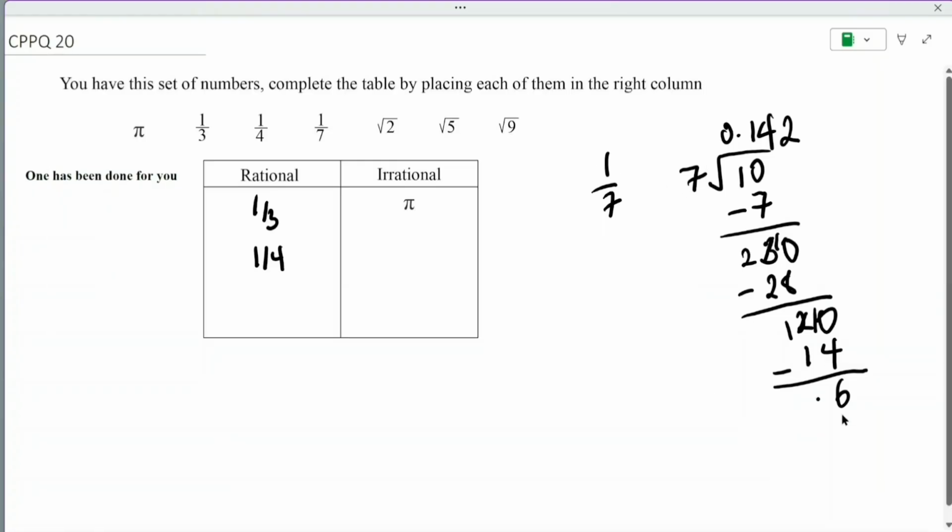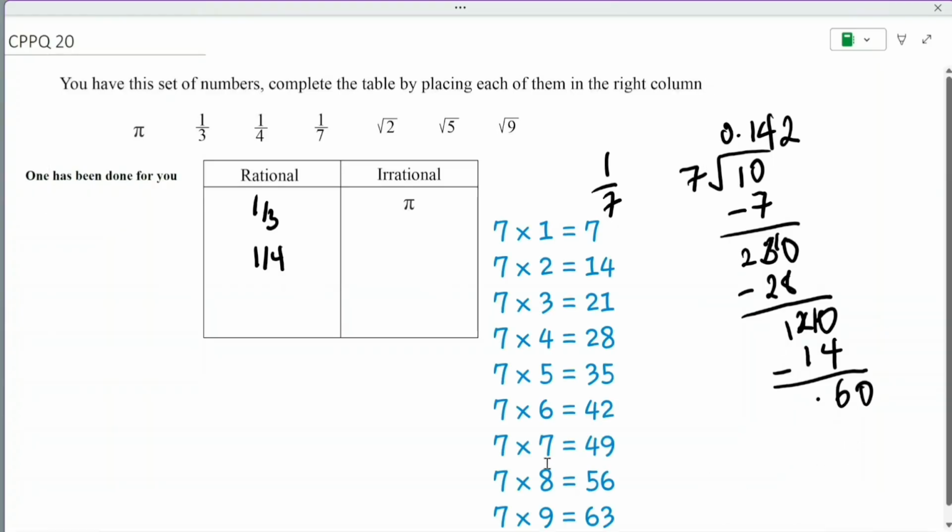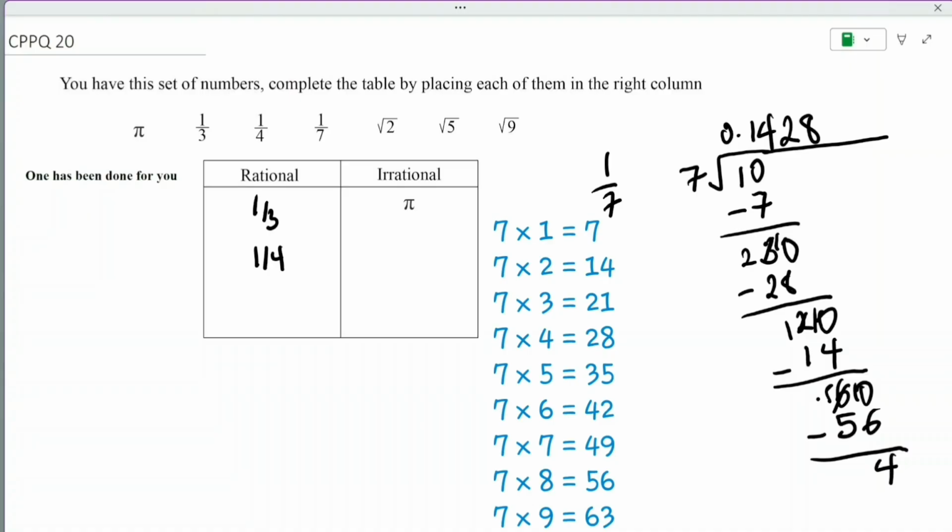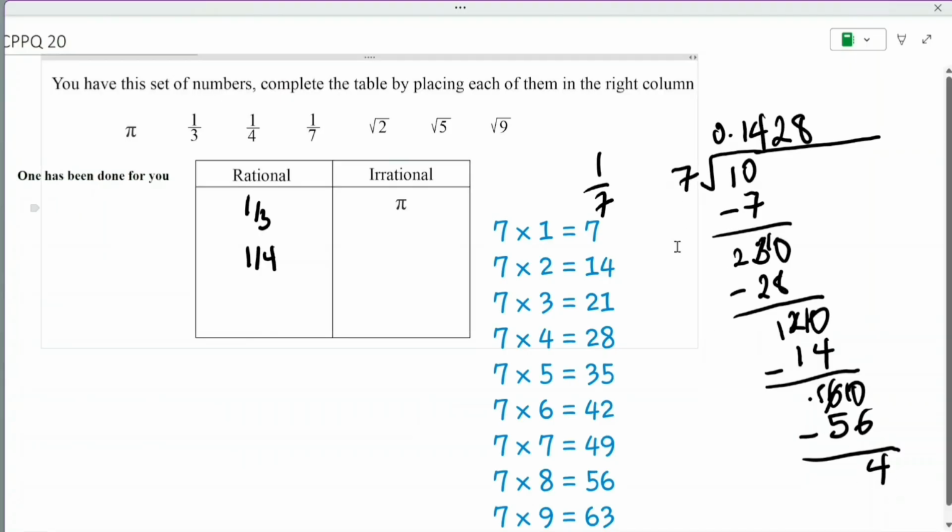This is 6. 6 is less than 7, so 7 can't go in 6. You increase the 6 to 60 by adding a 0 to it. 7 in 60 is 8. 8 times 7 is 56. You subtract. 60 minus 56, you borrow 1 from here. This becomes 10. This is 5. 10 minus 6, that's 4. 7 in 4, 4 is less than 7. So increase it to 40.